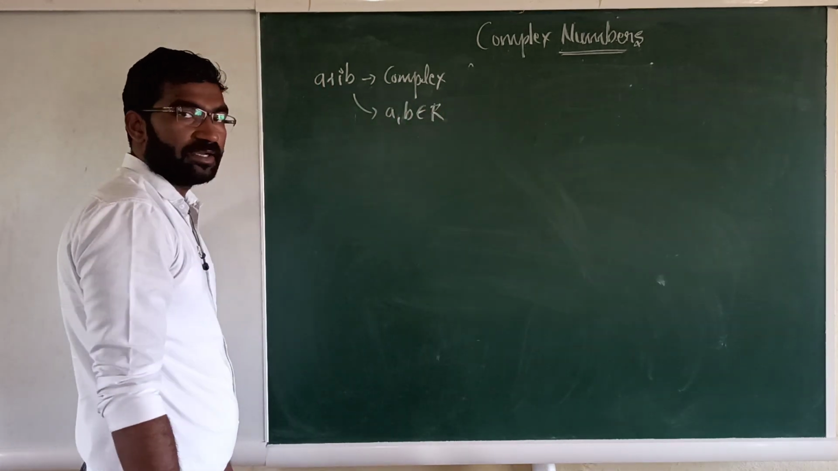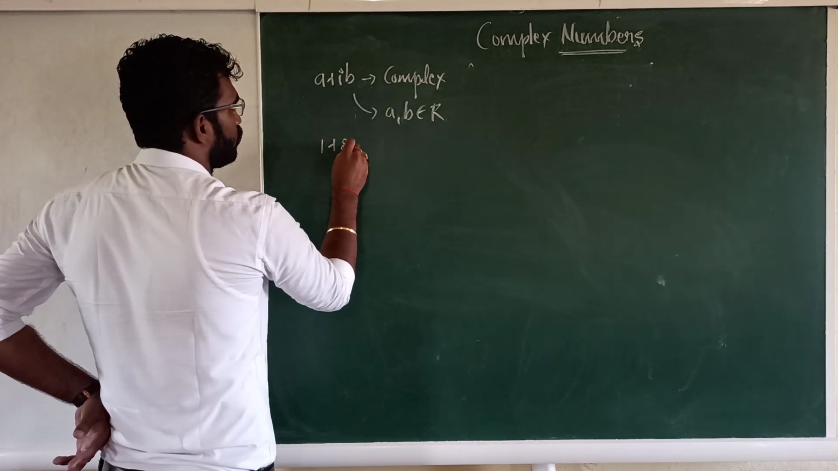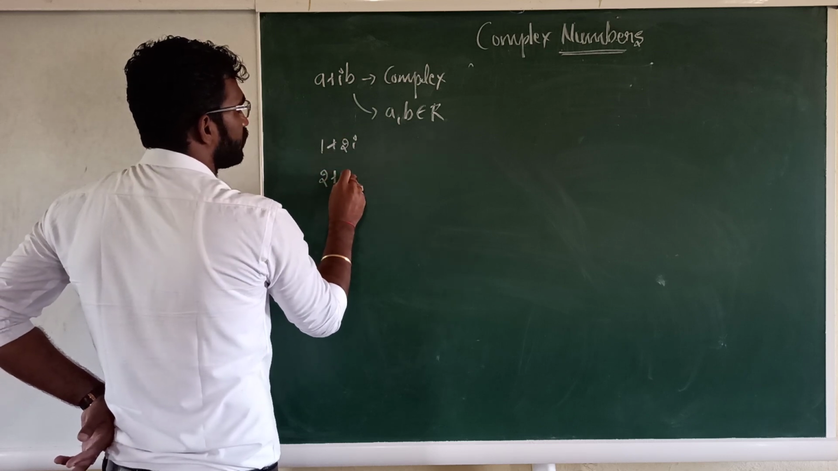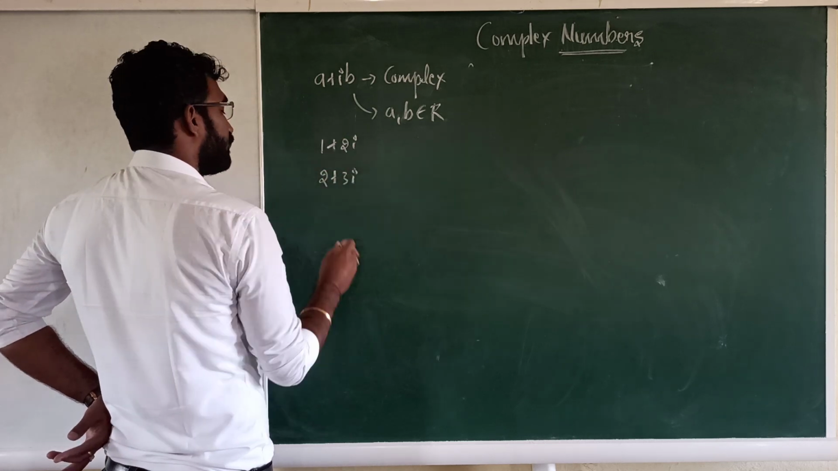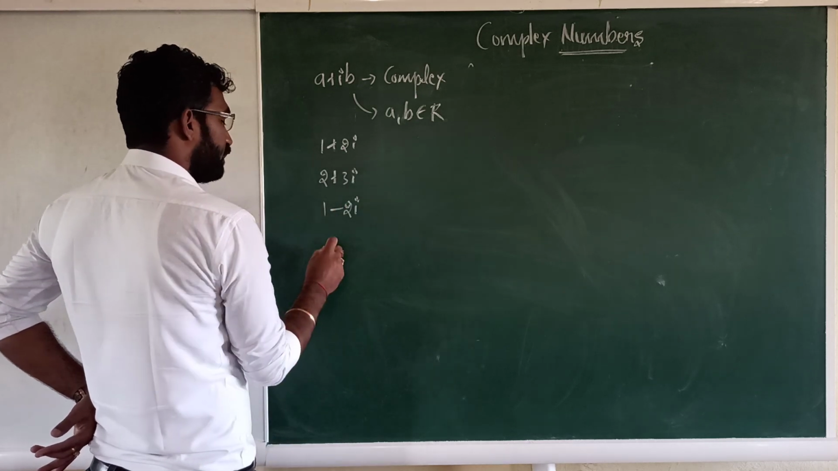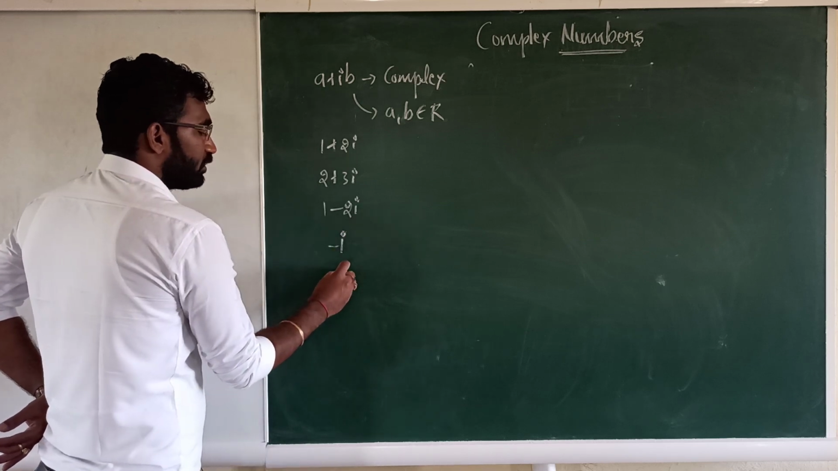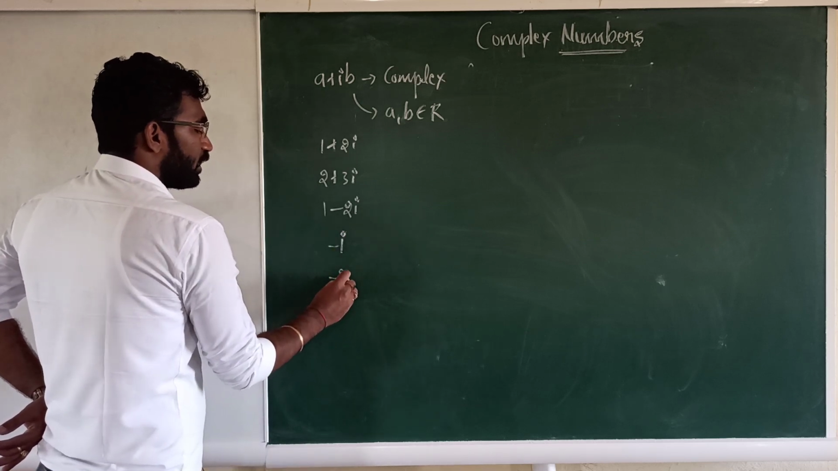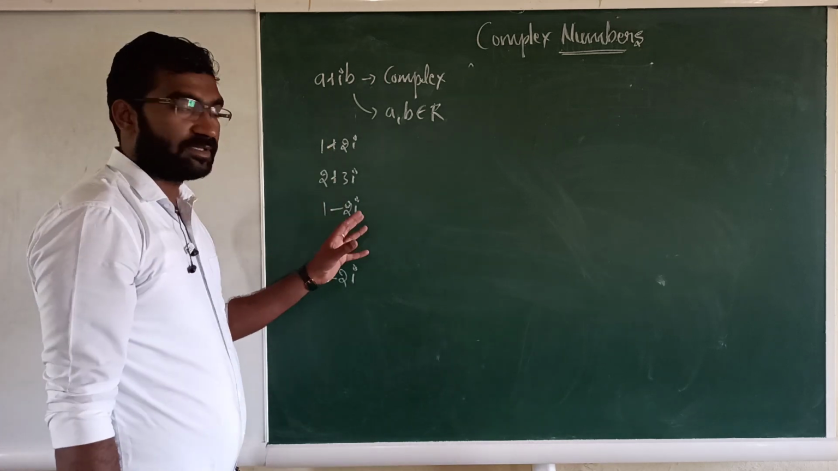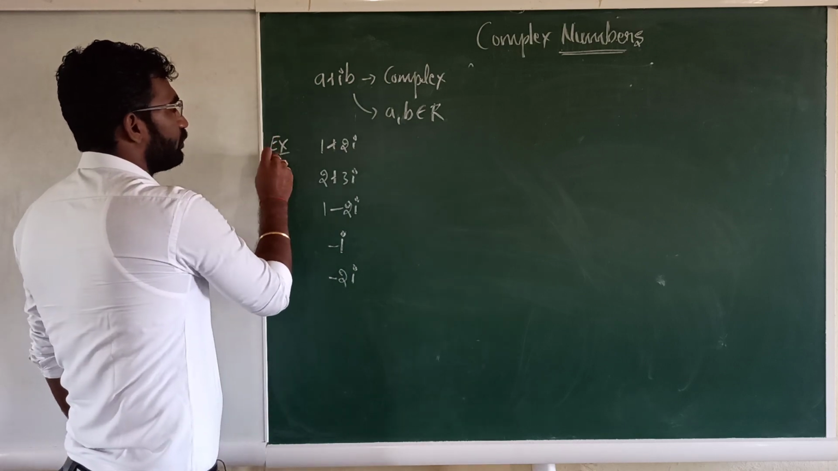Right? So I am going to write some examples now. 1 plus 2i you can write. You can write 2 plus 3i also. You can write 1 minus 2i also. So minus i is also a complex number, then minus 2i is also a complex number. This kind of number is called a complex number.